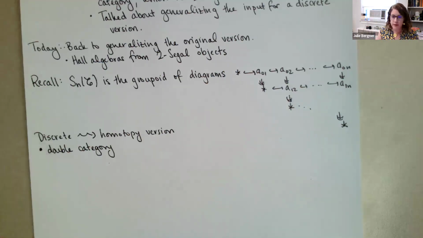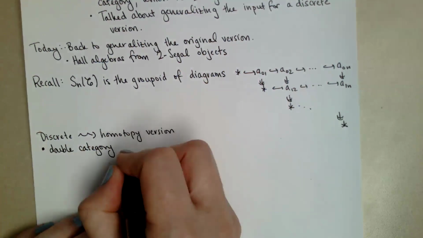And if you remember back in the first talk, we talked about Segal spaces, or one Segal spaces, being homotopy space versions of categories.